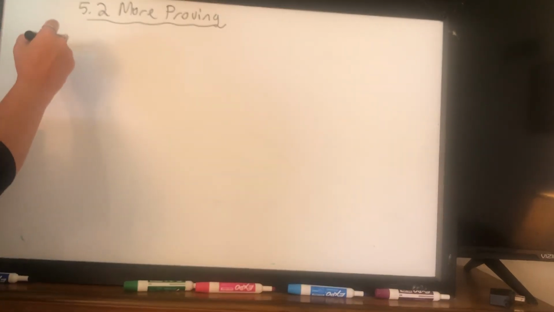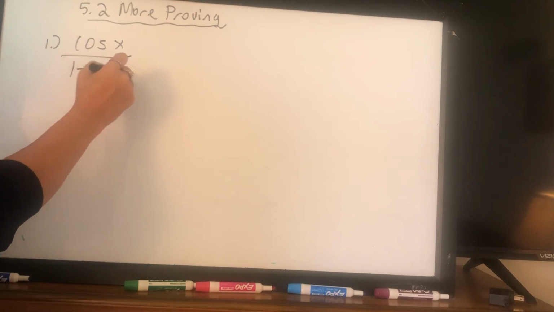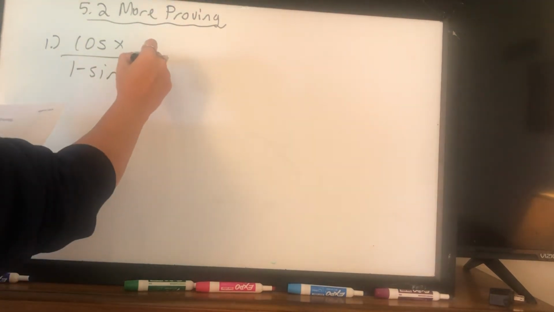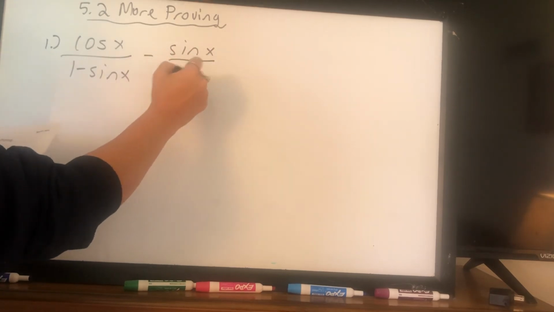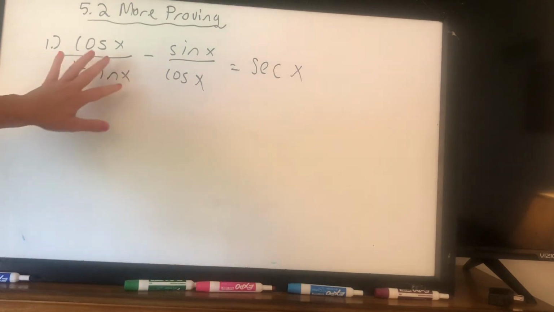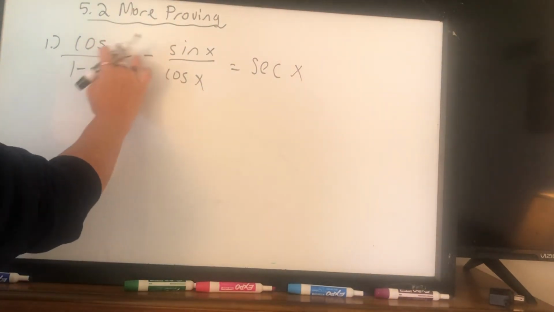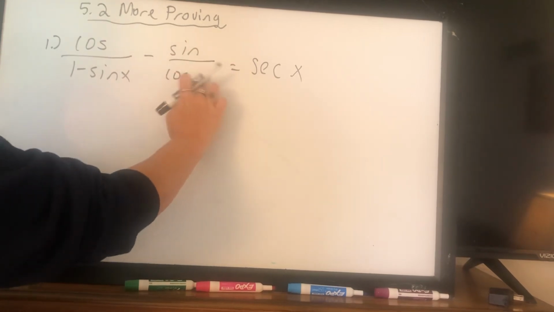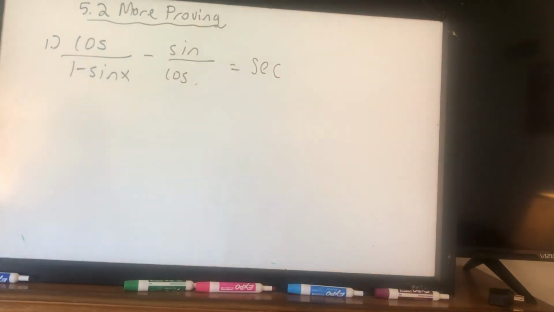First one we've got is cosine x over 1 minus sine x minus sine x over cosine x. And we need that to equal secant x. And one thing, guys, I've had a few ask me, yes, I drop these off. It doesn't matter. A lot of times, laziness, I start writing it like that. So that's just me being lazy.